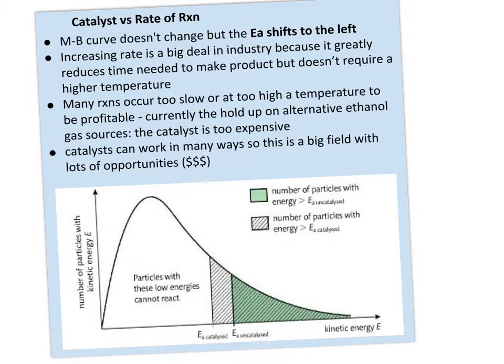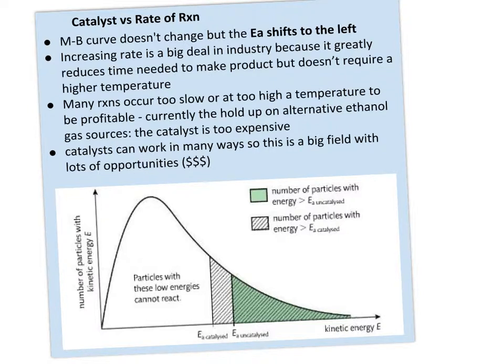So we can also look at the Maxwell-Boltzmann curve with the catalyst. And instead of changing the curve, what it does is it shifts the activation energy to the left. So now more particles fall into this successful collision area. So it's kind of like changing the curve. You know, your score didn't change on the test, but the curve suddenly got lowered, so now your grade looks better, even though nothing changed about your test.